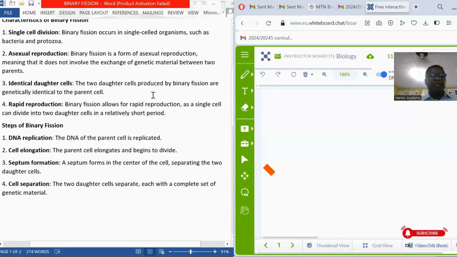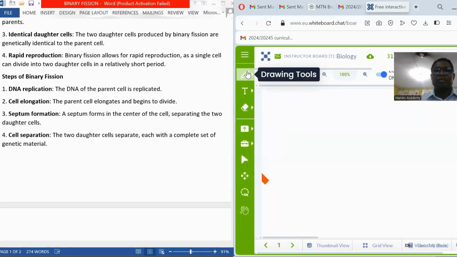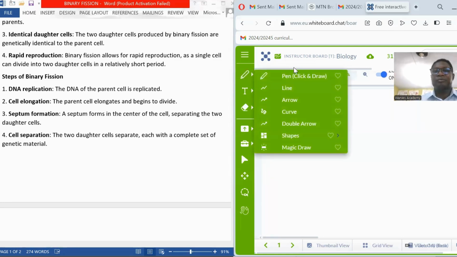And there is rapid reproduction. It allows for rapid regeneration of organisms. A single organism divides into many cells within a short period of time. Let's see the steps involved in binary fission. I'll use this simple illustration of amoeba to describe binary fission.